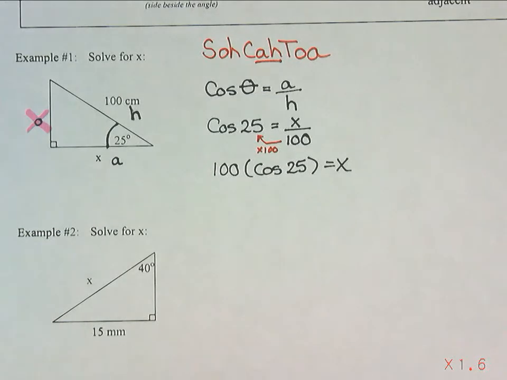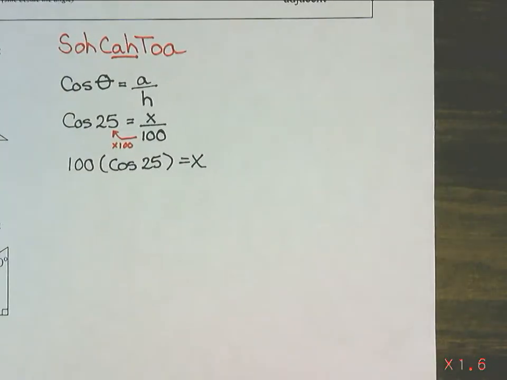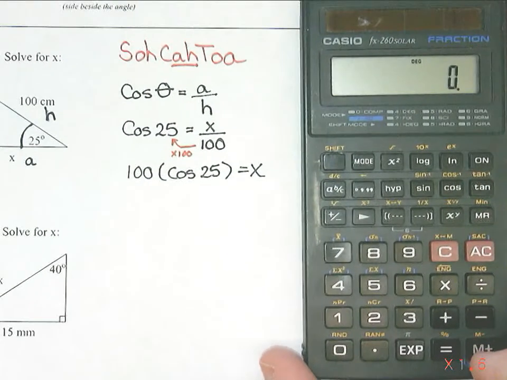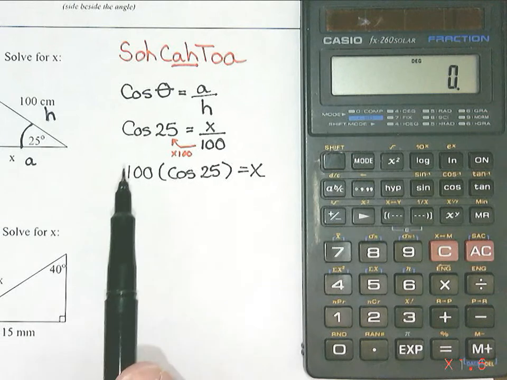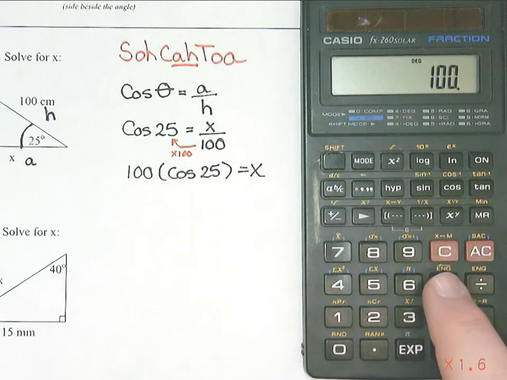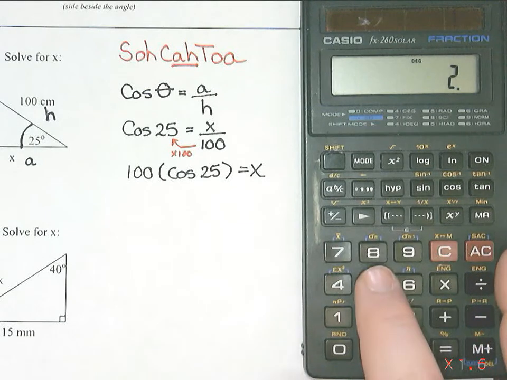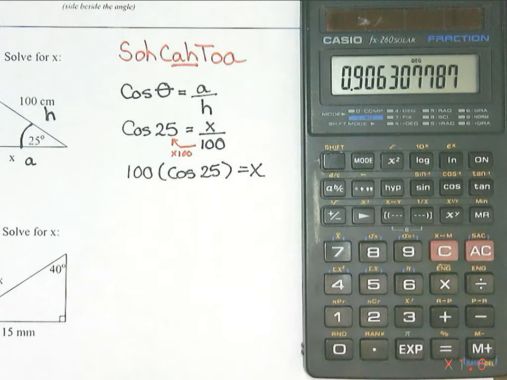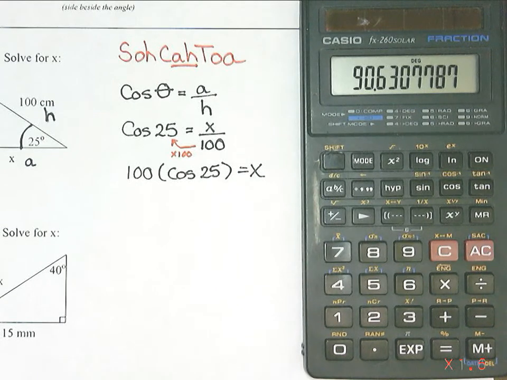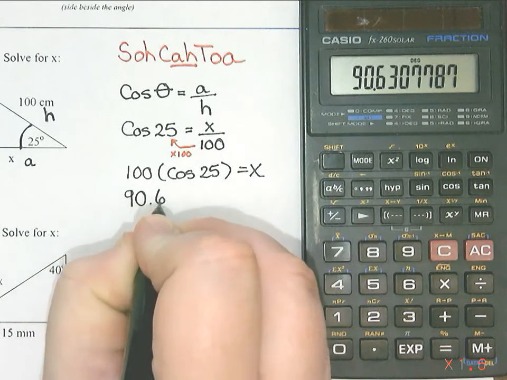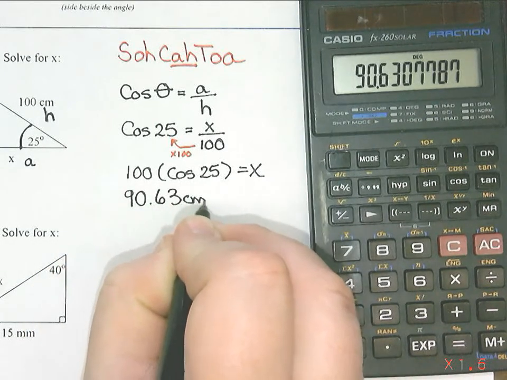Now, depending on the type of calculator you have, it's going to determine how you're going to type this in. If you have a calculator where you do not see what you type in on the screen, I would start with the 100 times, and then to do cosine of 25, we actually have to put the 25 in first and then press the cosine. Now that's just the answer for cosine of 25. If I want to know 100 times, I need to press equals, which gives me an answer of 90.63 centimeters.